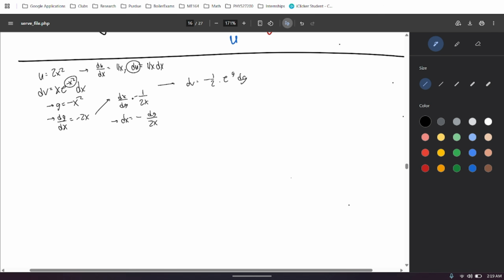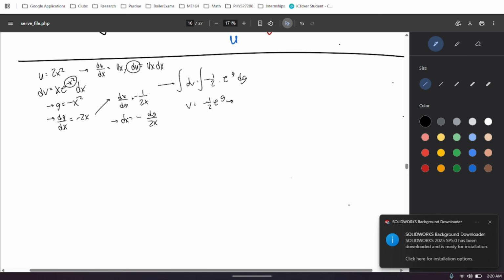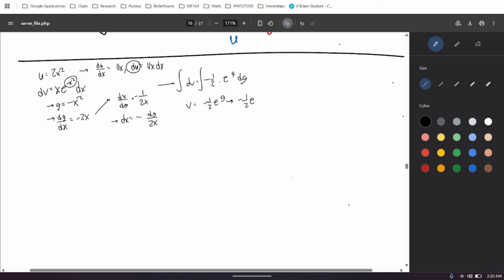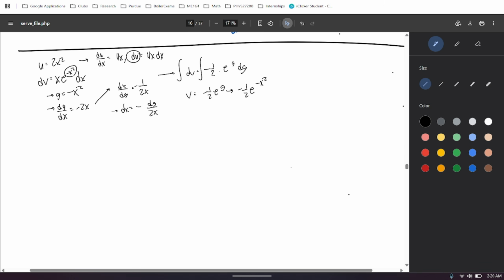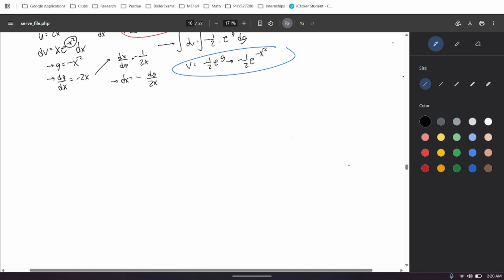From there, the integral becomes pretty simple. The integral of dv, and the integral of that blob, v would be equal to negative 1/2 e to the g. And plugging back in g, v would be equal to negative 1/2 e to the negative x squared. Okay, now we have evaluated both our du and our v function, which means we can perform the first cycle of integration by parts.